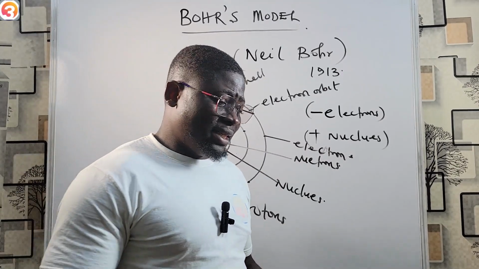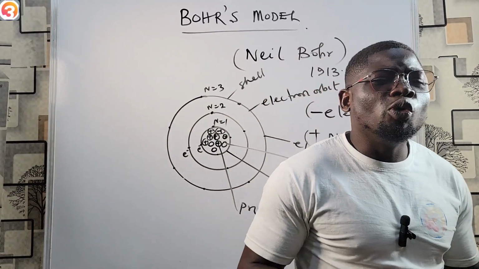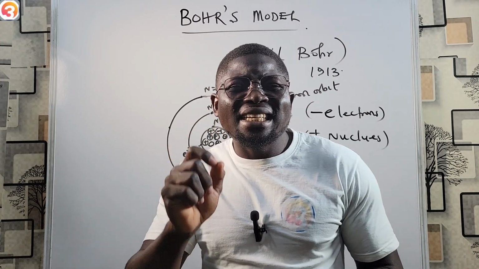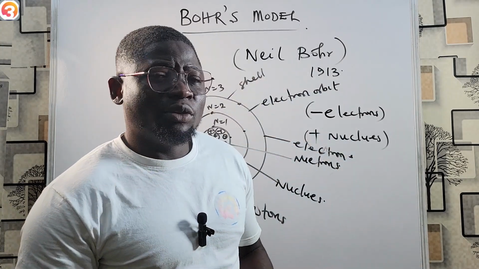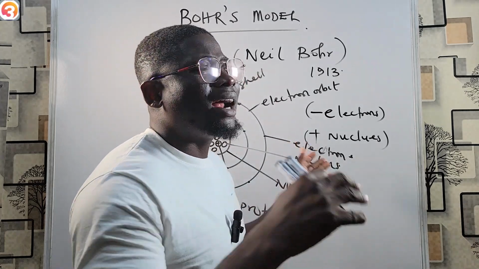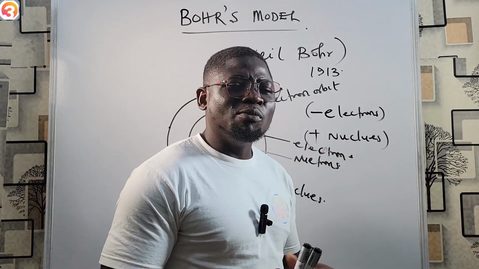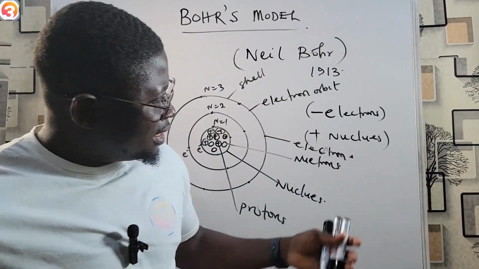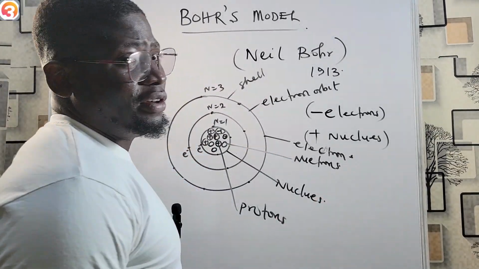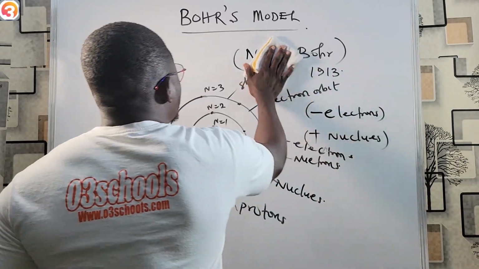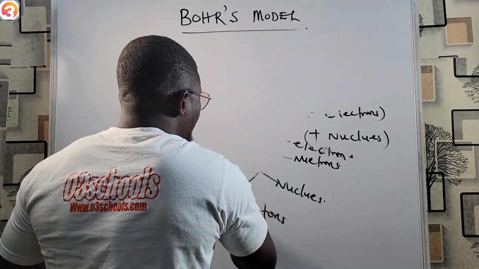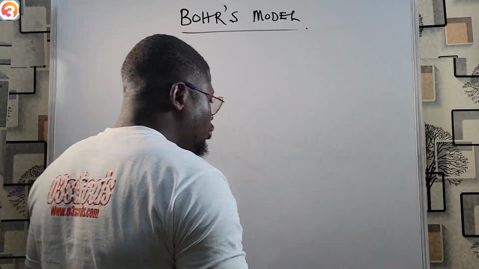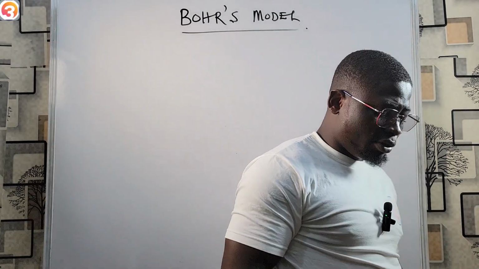So Niels Bohr proposed in 1913 that electrons could only have certain classical motions. He's trying to tell us that electrons do not just move around haphazardly. They move in certain classical motions. What are these classical motions? Let's quickly look at them. The video is going to be short, so just follow me closely.